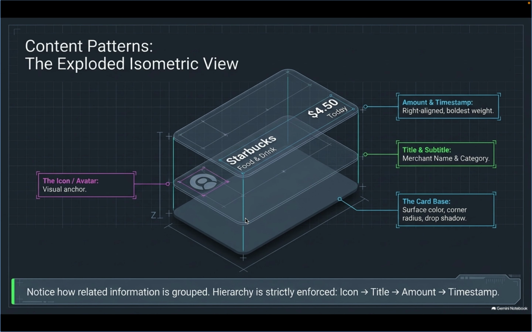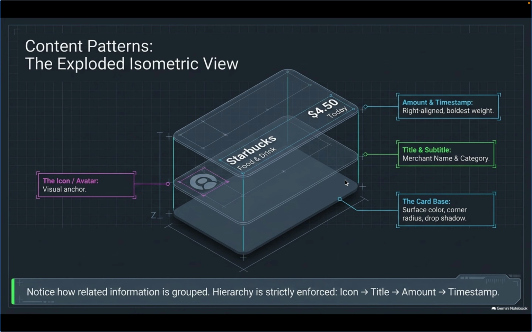Then we have context pattern. This one is just design actually. It's not really deep. So this is a card, right? In a simple card, you have the icon or the avatar. That's the visual anchor. You have the amounts and timestamp. See the amount and timestamp here. We have $4, and then it was today. Then you have the title and subtitle. So it might be the name and category, right?